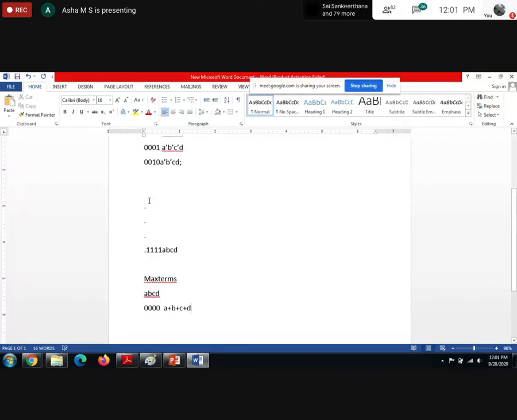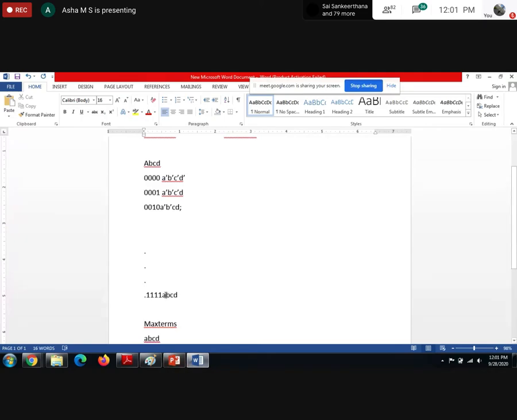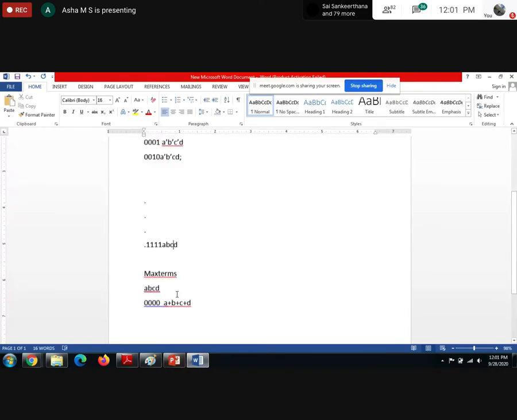Here we have written in terms of products. Here we have used the AND gate. Now here we are going to find out the sums. So here we will be using the OR gate. So next combination, 0001. For 0001, how to write? A plus B plus C plus D bar.